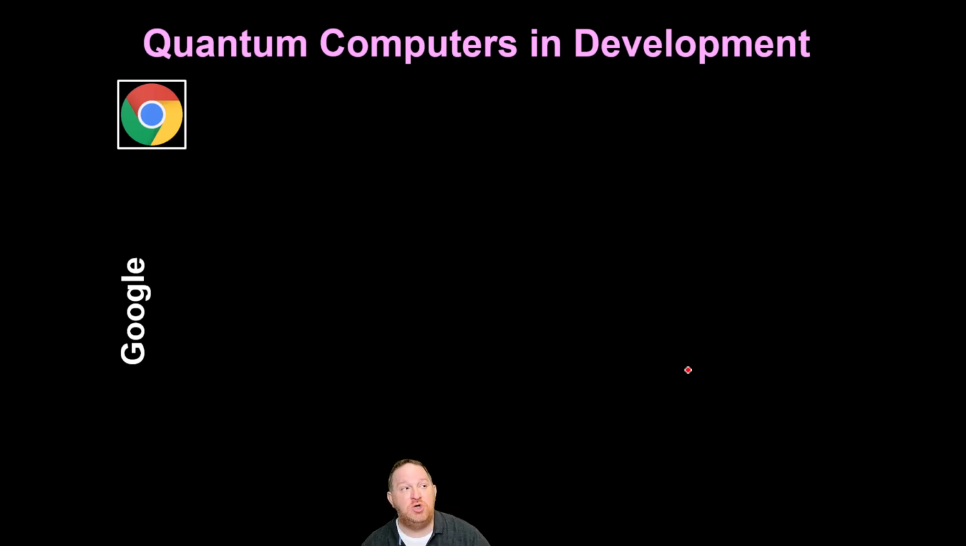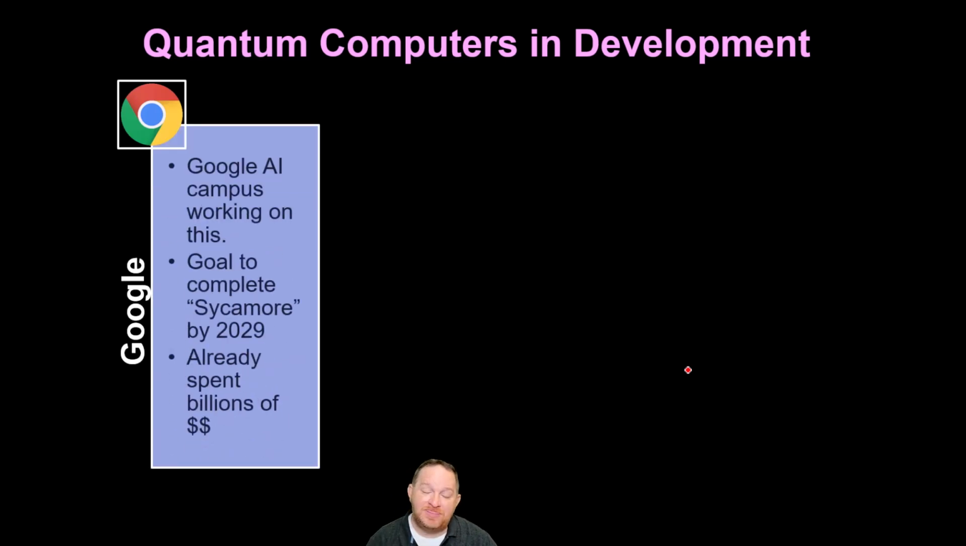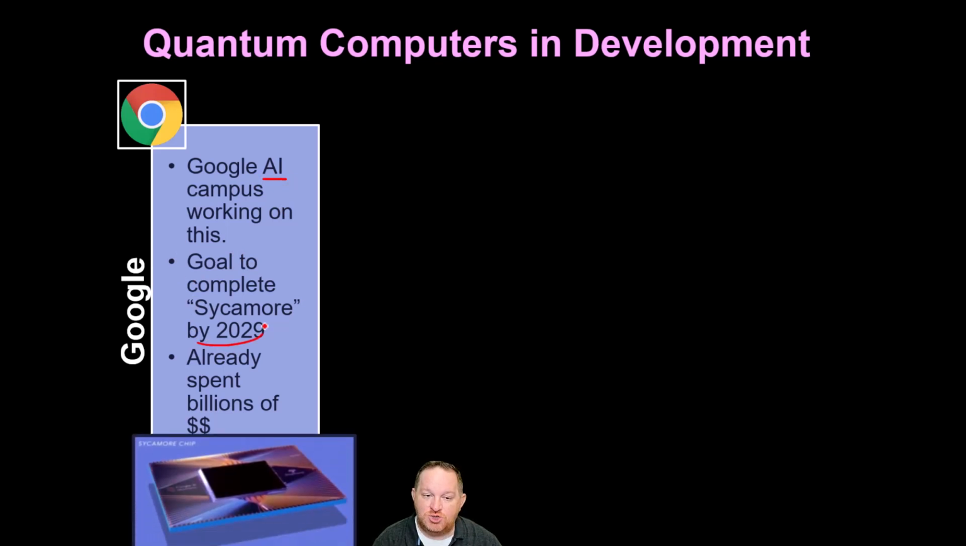So I want to just show you a few things that we already know are happening. Google has been working on this. Google AI has been working on quantum computers for a long time. And their goal is to complete Sycamore by 2029. They spent billions of dollars on this. So they have a beta version of Sycamore that's already out, that's doing some amazing things, but they're really putting a lot of money in this.